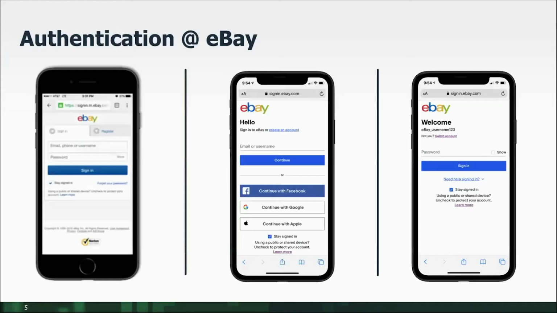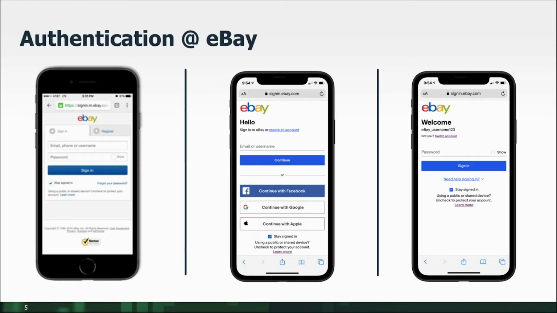Now, we started on this journey, like I mentioned, around two-plus years ago. If you see the screen on the left, we first had a single screen for registration and sign-in, and for the most part, we only supported password-based authentication. Since then, we have come a long way in our journey to be passwordless. We started by supporting Facebook and Google, and most recently, we just added Apple sign-in.